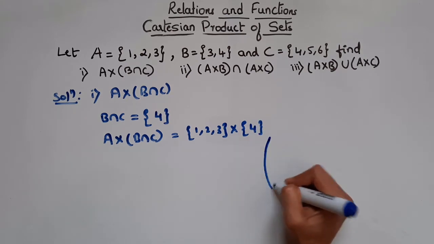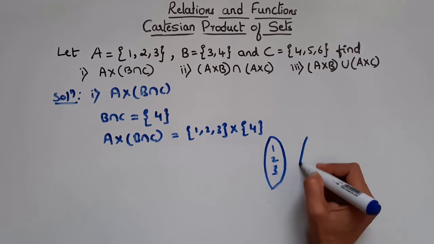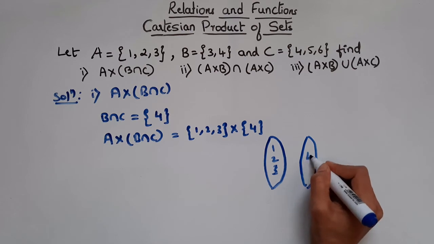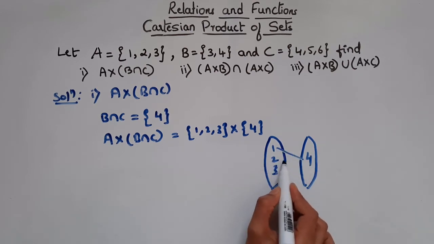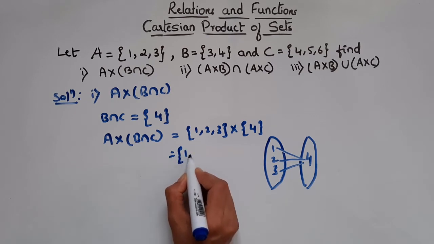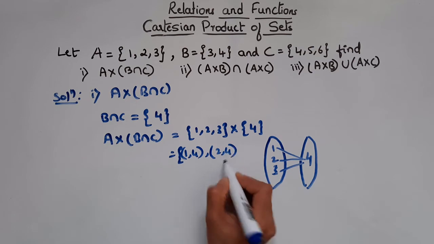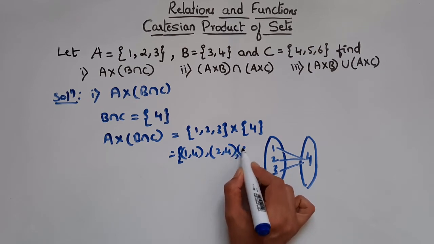So if you want, you can do it like this. In this set we have 1, 2, 3 as the first set and in the second set we have 4. So you will pair 1, 4, 2, 4 and 3, 4.